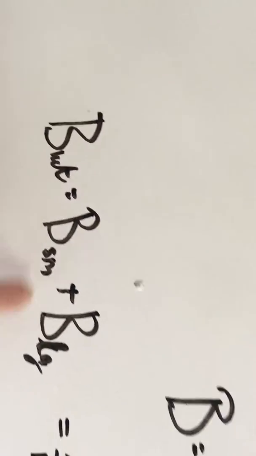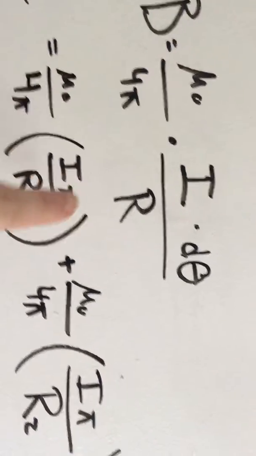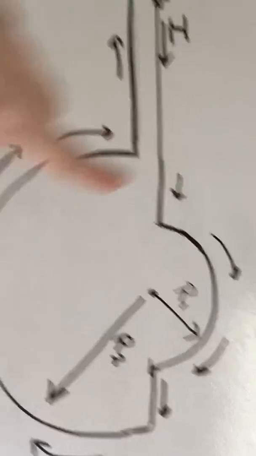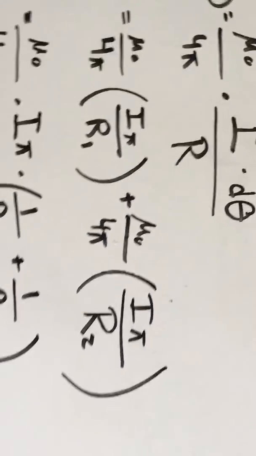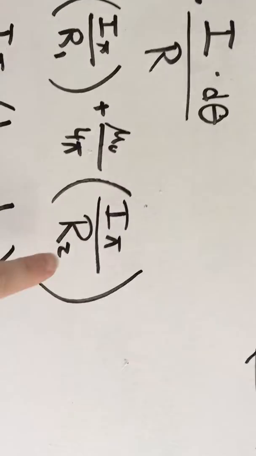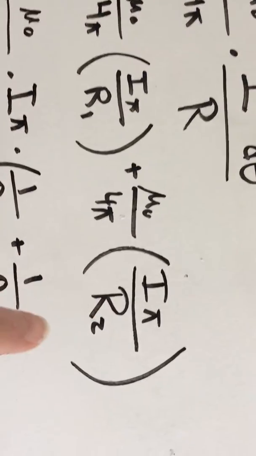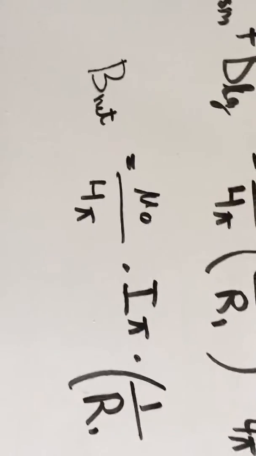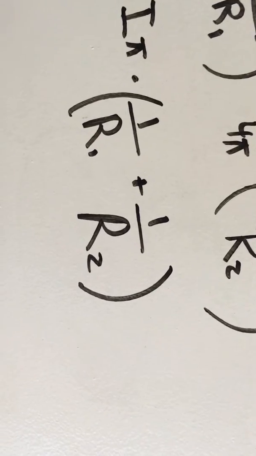Well, overall it's going to be equal to the magnetic field of the small semicircle plus the large. So you have mu naught over 4 pi times I pi. Since it's not a full circle, it's half, it's only pi instead of 2 pi, over R1 plus the same constant with pi, because it's still a semicircle, not a full circle, over R2. So then you get B net is equal to mu naught over 4 pi times I pi times 1 over R1 plus 1 over R2.